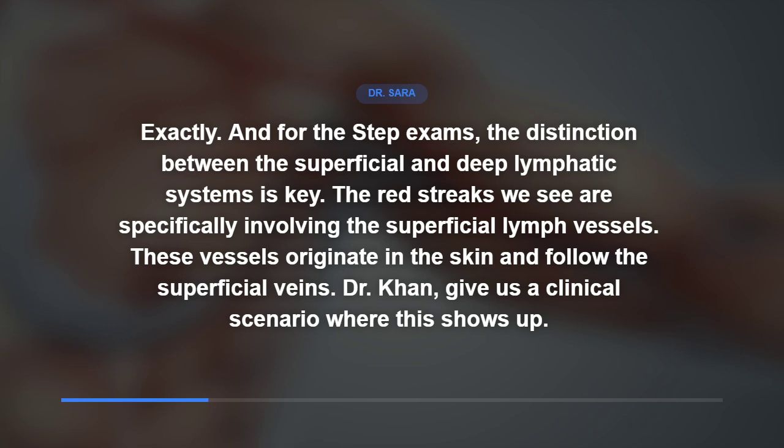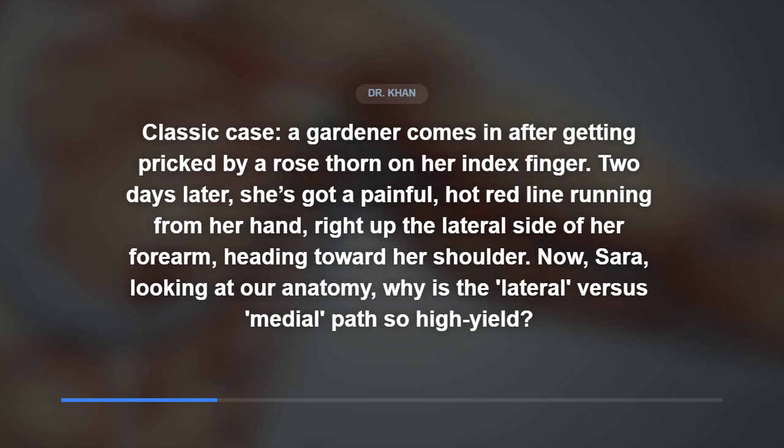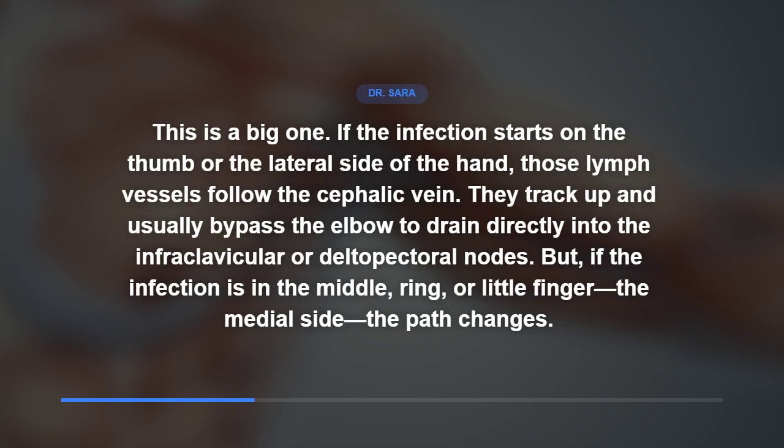The red streaks we see are specifically involving the superficial lymph vessels. These vessels originate in the skin and follow the superficial veins. Dr. Khan, give us a clinical scenario where this shows up. Classic case. A gardener comes in after getting pricked by a rose thorn on her index finger. 2 days later, she's got a painful, hot red line running from her hand right up the lateral side of her forearm, heading toward her shoulder.